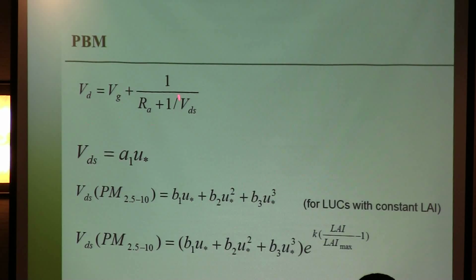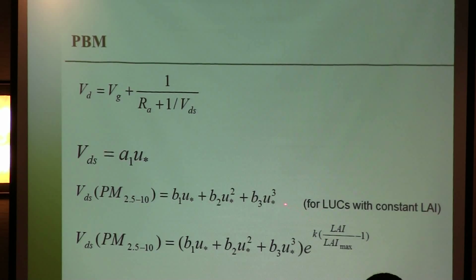So this is the original scheme. This formula applies to both the bulk model and the size-resolved model. I propose to parameterize the surface deposition velocity. This formula is for PM2.5, and this is for PM2.5 and PM10.